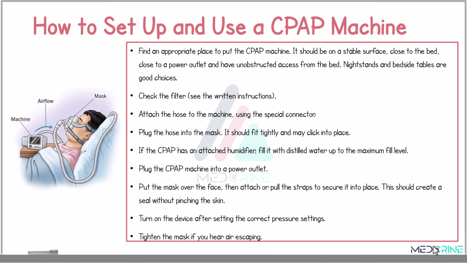Then plug the CPAP machine into the power outlet. Put the mask over the patient's face. Attach and pull the straps to secure it into place. And remember, this should create a seal without pinching the skin. You need to turn on the device after setting the correct pressure settings, and you need to ensure a proper seal to prevent an air leak, enhancing therapeutic effect.